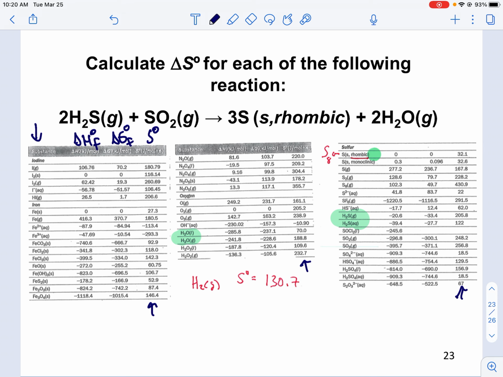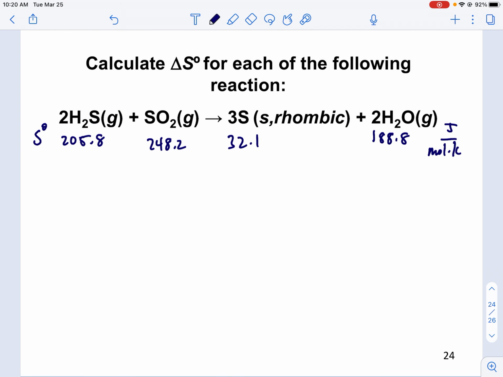One thing about these numbers, notice that, if you remember, the delta H of formation for an element in its standard state is equal to 0. So you can see this is the standard state of sulfur. The delta H and the delta G are 0. But the entropies are not 0. So even for things like sulfur, or iron, or O2, just because something has a 0 for delta G of formation or delta H of formation, the entropies are not going to be 0.